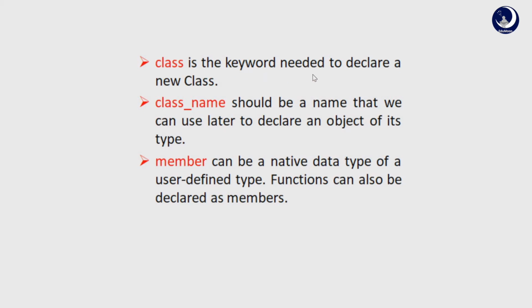Class is the keyword needed to declare a new class. Class name should be a name that we can use later to declare an object of its type. Member can be a native data type or a user-defined type. Functions can also be declared as members.